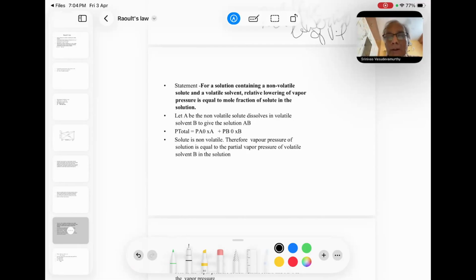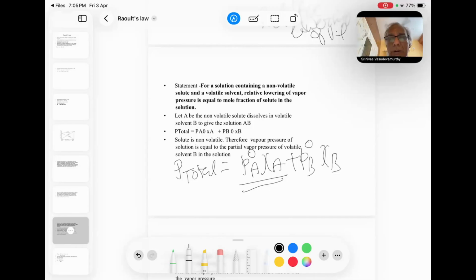Here, A is the non-volatile solute, B is the solvent. That's what I have taken here. So I can write P total is equal to P naught A, that is solute, into chi A, mole fraction of solute, plus P naught B into mole fraction of B.